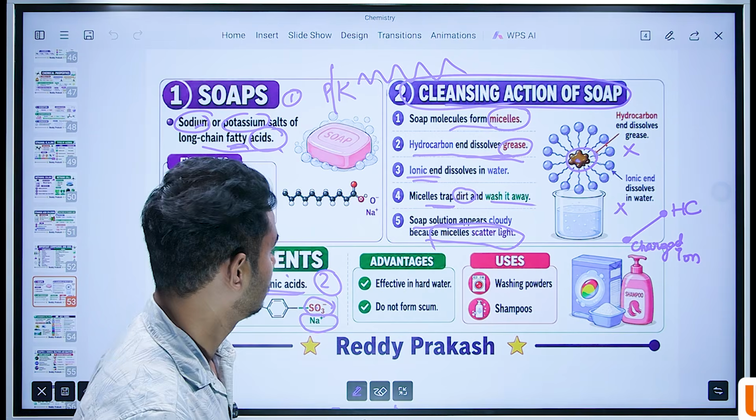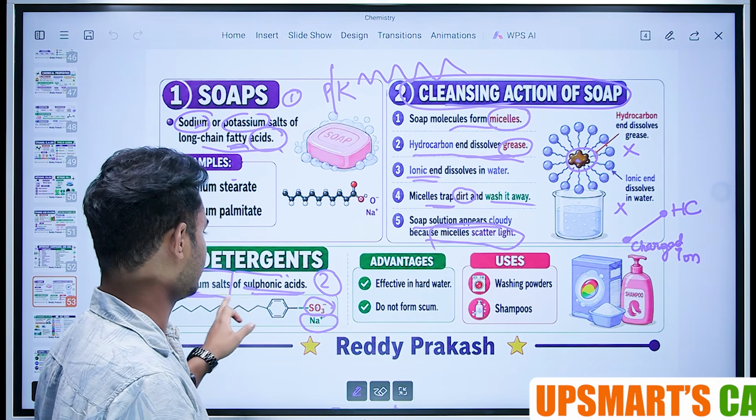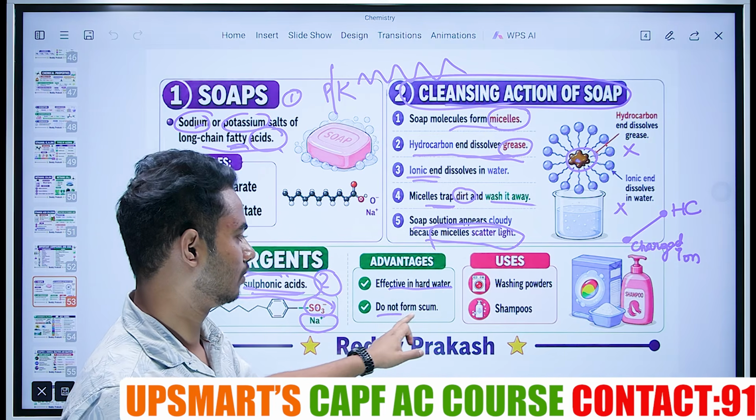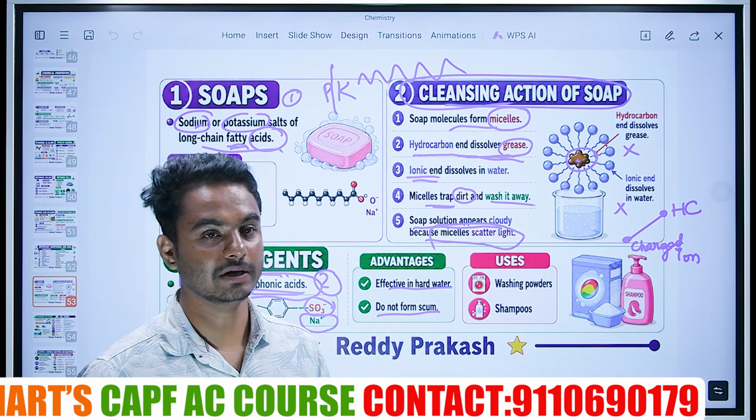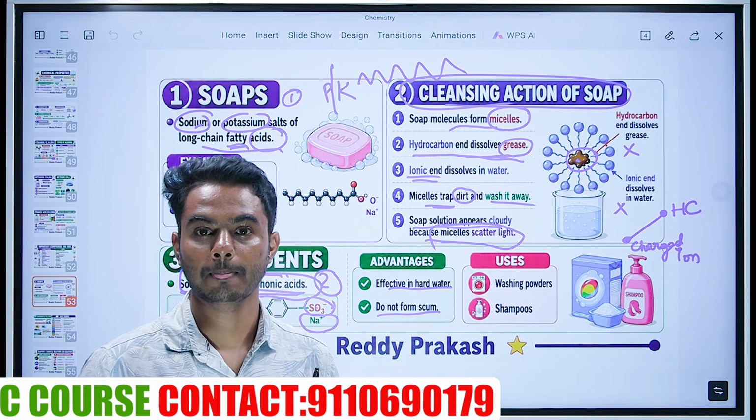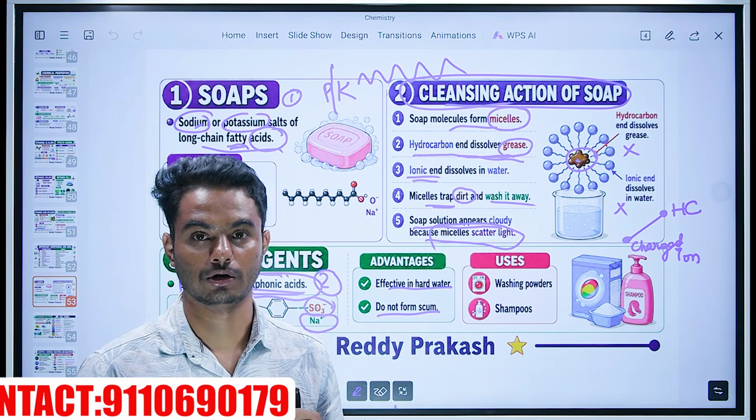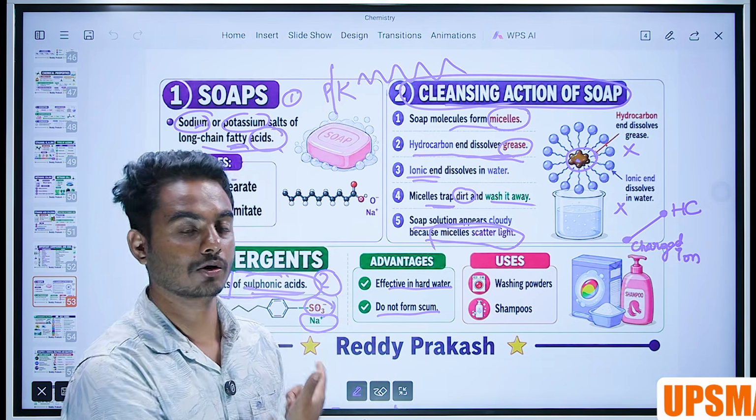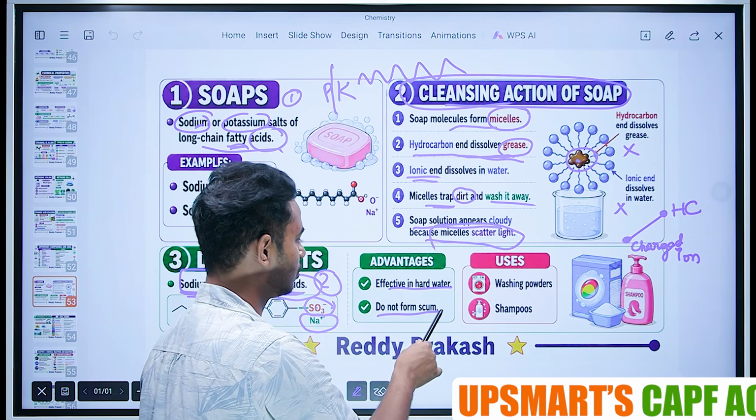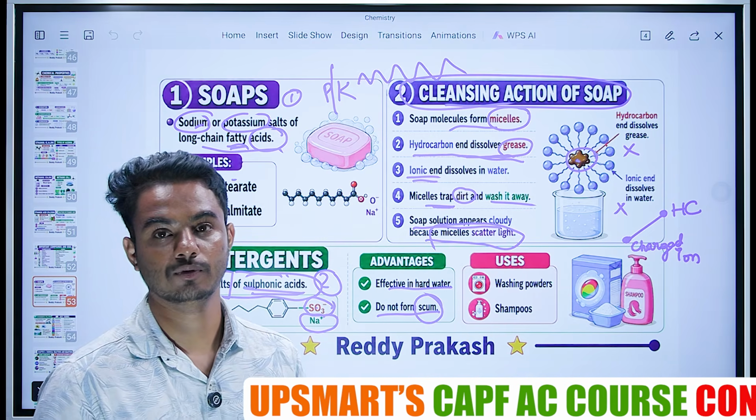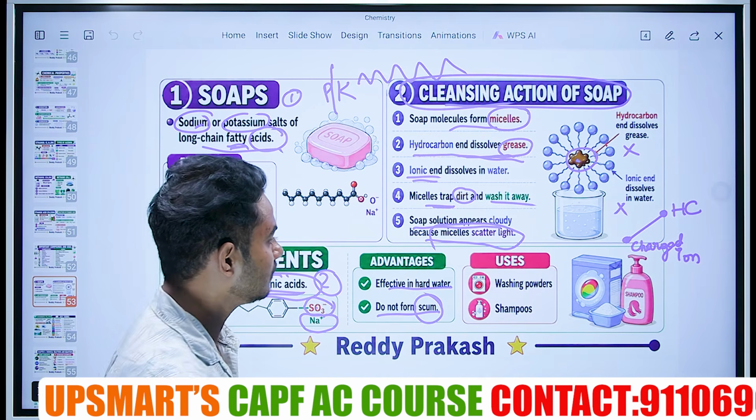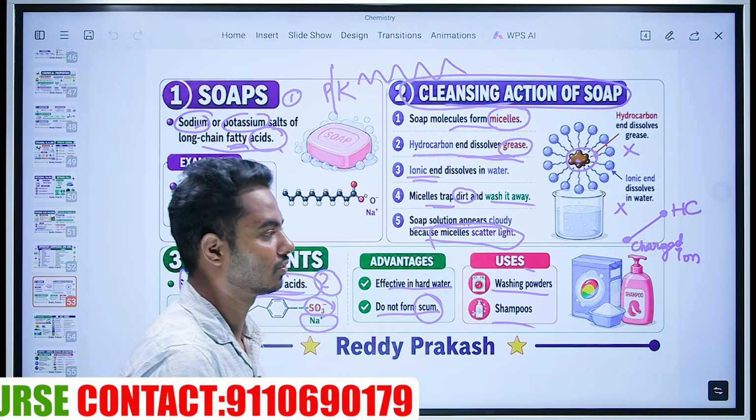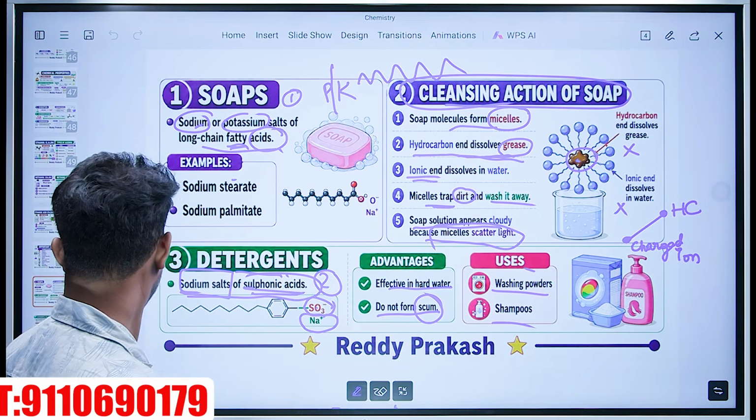Next, detergents, I told you, are sodium salts of sulfonic acid. Advantages: effective in hard water, do not form scum. We tell that for soaps to perform properly, we should have soft water, not hard water. But detergent can perform properly in hard water also. And these do not form scum. Soaps will form scum. Next, uses: washing powder, shampoos. Detergents are also used in shampoos.